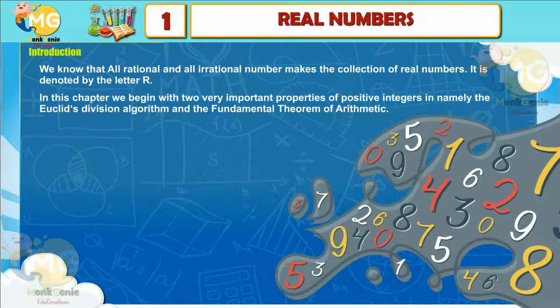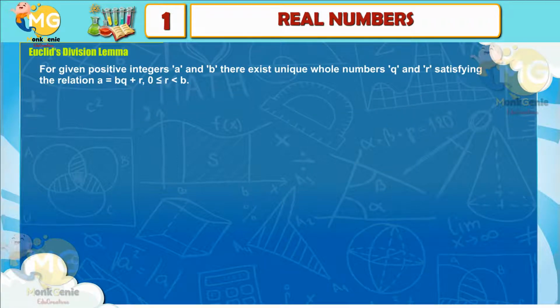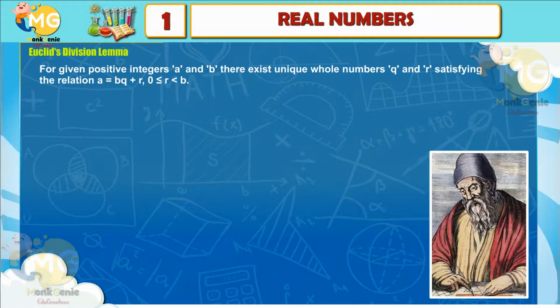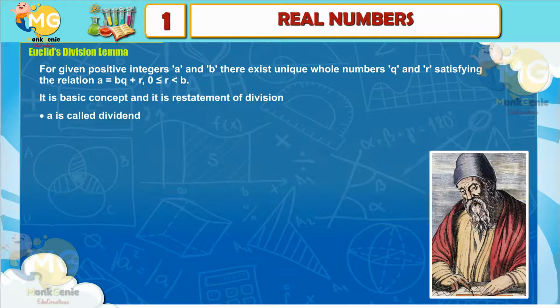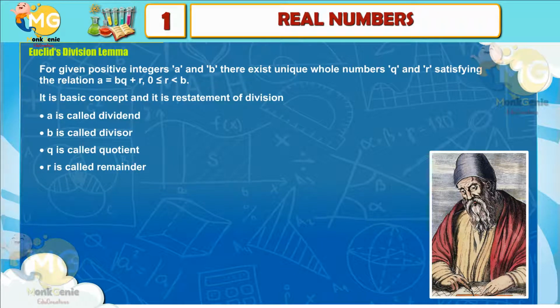fundamental theorem of arithmetic. Euclid's division lemma. For given positive integers a and b, there exist unique whole numbers q and r satisfying the relation a equal to bq plus r, 0 less than or equal to r less than b. It is a basic concept and it is a restatement of division. a is called dividend, b is called divisor, q is called quotient, r is called remainder.